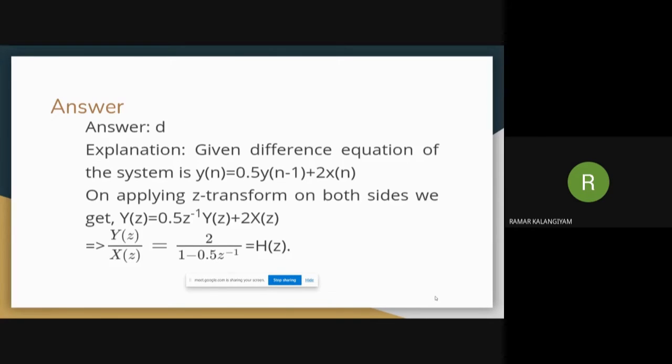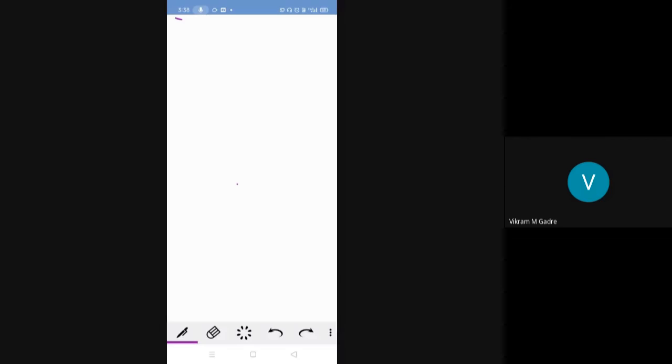So here the answer is given directly. I can share the screen. Okay. So the question is y of n is equal to 0.5 y of n minus 1 plus 2 x of n. So for this, we are going to find the Z transform.